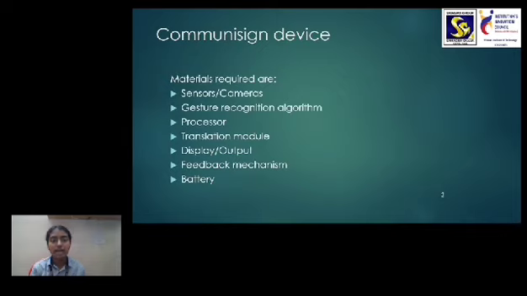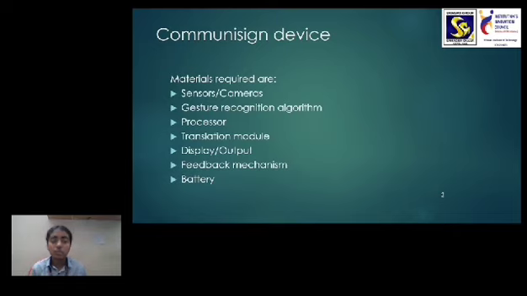So the materials required are sensors and cameras. These sensors or cameras capture the hand and arm movement, facial expression and other components of sign language used by the deaf or dumb person. Then the gesture recognition algorithm. The captured data from the sensors or the cameras is processed through a gesture recognition algorithm that analyzes the sign language patterns and then identifies specific signs and gestures.